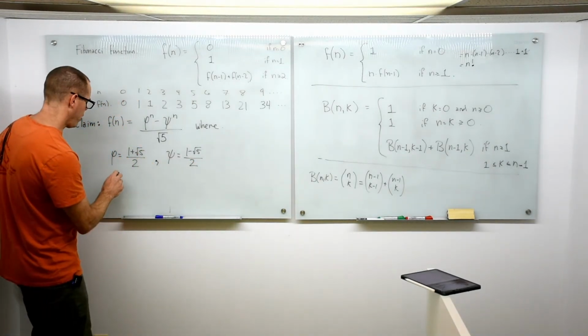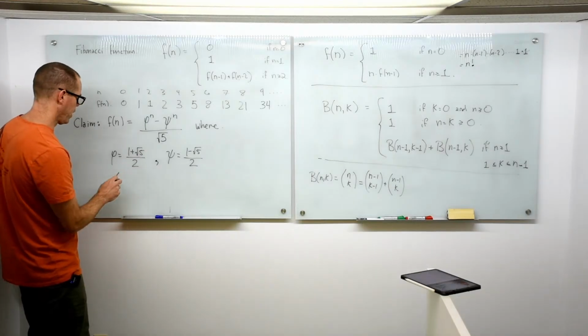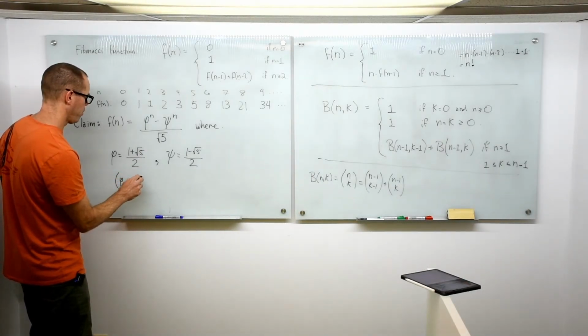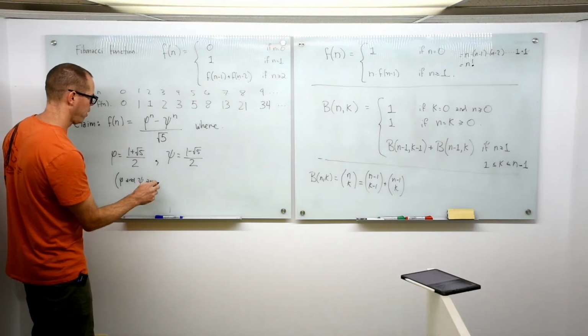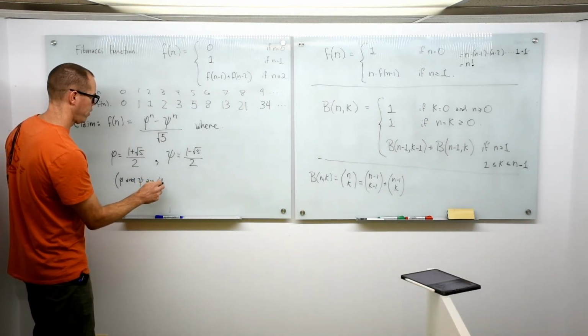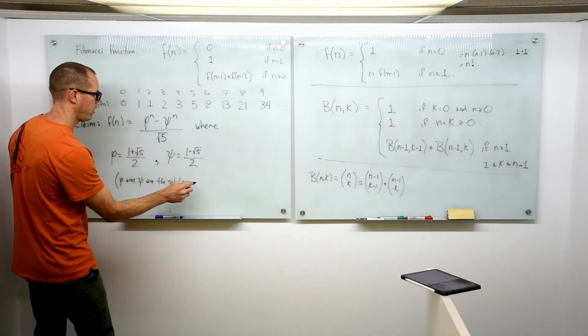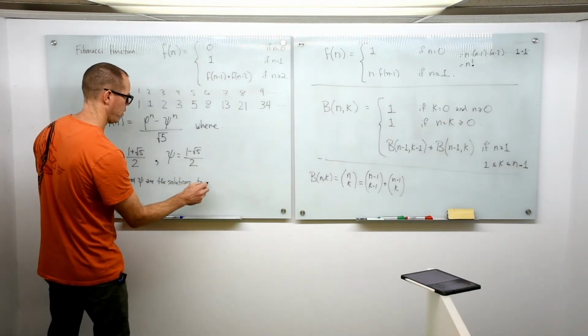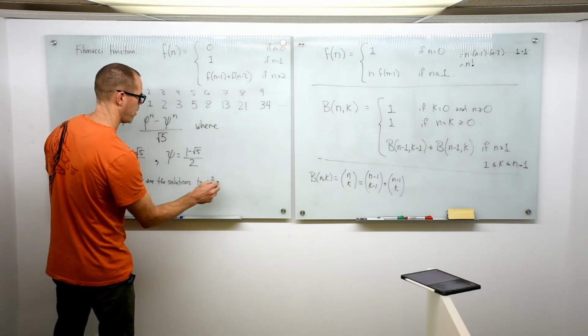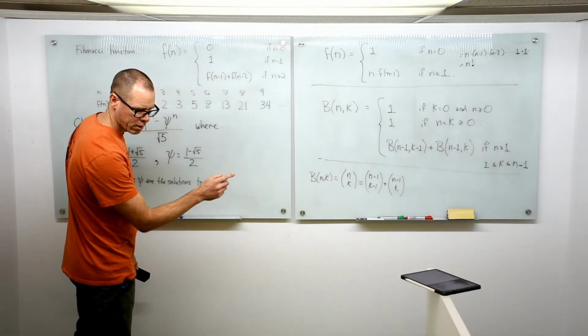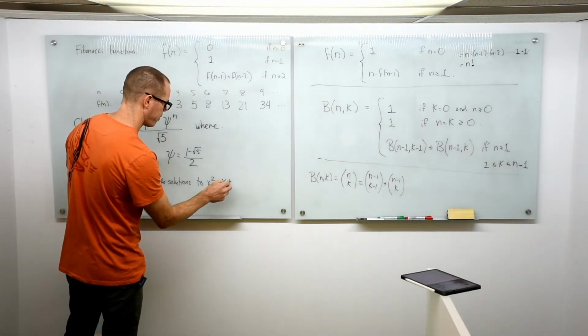And I'll write a note here because it'll be useful to us later. Phi and psi are the solutions to this equation, x squared equals x plus 1.